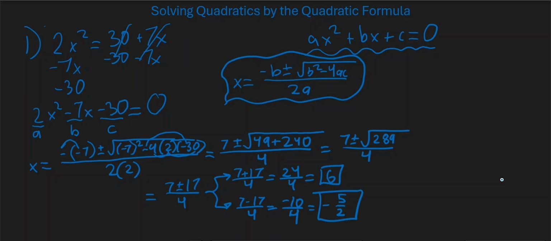Now, if you solve the same exact problem using the factoring process, then you should get the same two solutions at the end. Why do we have the formula? Because sometimes we cannot solve by factoring, and that's where we resort to using the formula. No matter what type of quadratic equation you have, you can solve it by using this formula process. All right, so that's number 1.